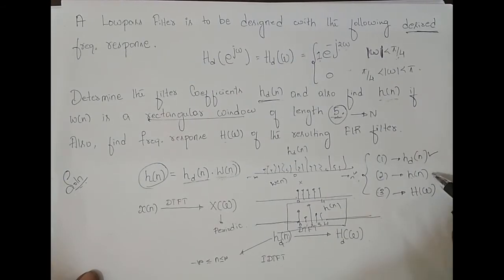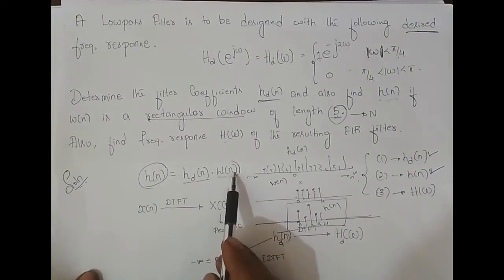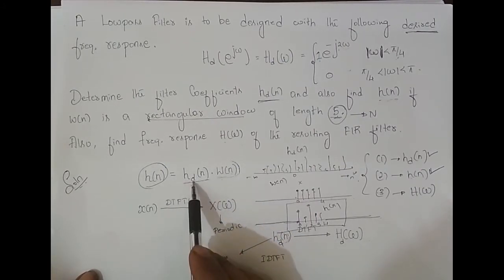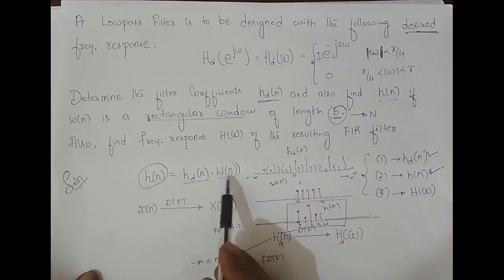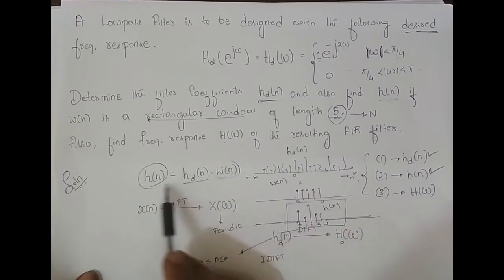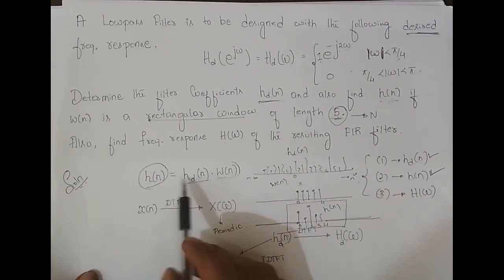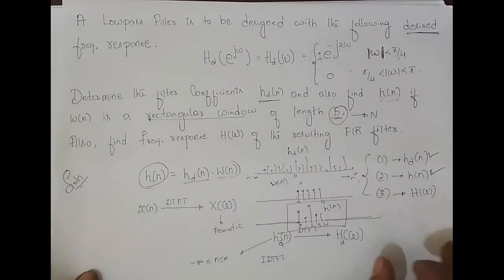Now what I need to find is the impulse response for the given specification, h of n. How do we get h of n? We have to multiply w of n with hd of n. We found hd of n, and now for that hd of n, I have to multiply with w of n. So this is easy. Why? Because w of n is 1 everywhere, so 1 into hd of n, I end up with h of n itself.